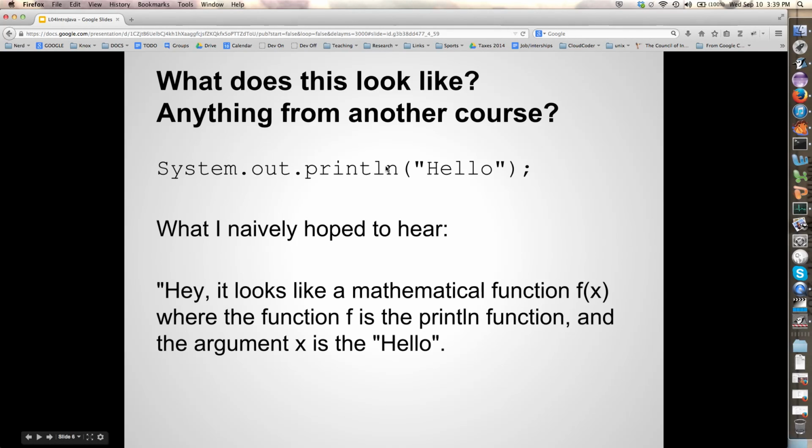So that's what it does, right? This part here is a command that says, hey, go ahead and print. And then this is what's going to be printed, and then you can see the parentheses here. So this is f, there's the parentheses, and the hello is x. That's the thing that's getting printed. So naively, this is what I was hoping I would hear every year. And of course, that's not at all what happened.